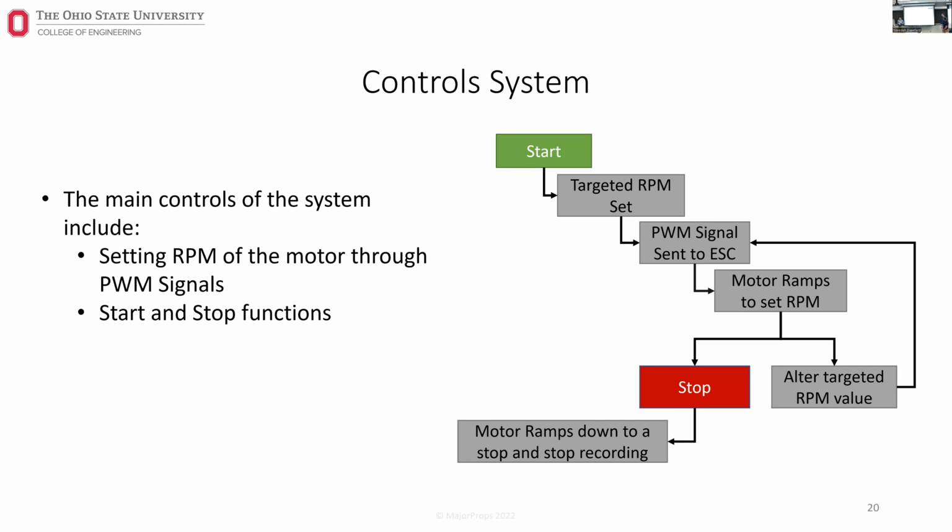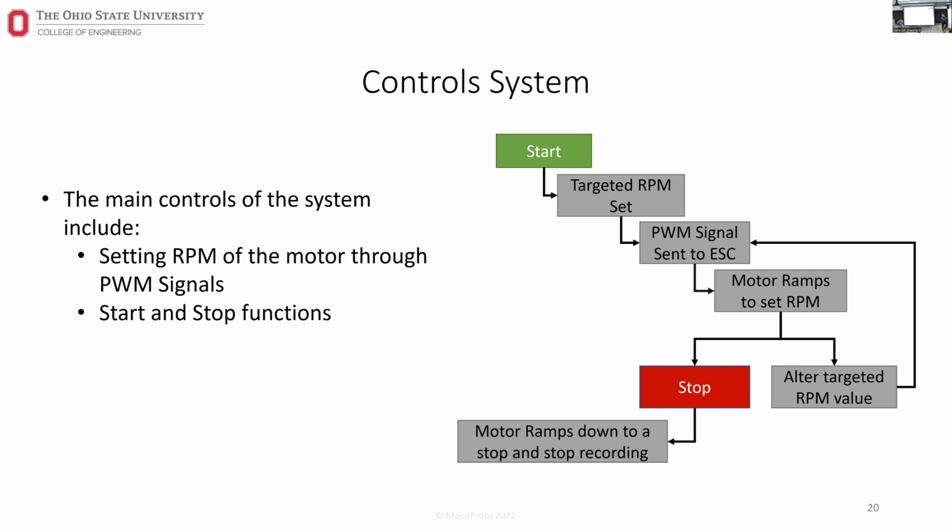One is that the user alters the targeted RPM once it's reached it, either through the physical controls or through the PC interface, both of which we'll be going over in the next slide, which will update the PWM signal going to the ESC and update the motor's RPM accordingly. The other possibility is for the user to initiate the stop function, which will slowly ramp down the motor in a safe way, as well as stopping all recording that's currently in process.